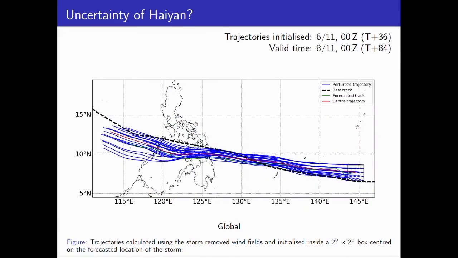So just to show that point more, to compare it to Haiyan's track line, we do exactly the same technique. I've just shown the global here, but convection permitting is exactly the same. We start our trajectories in the box, and there's very little separation, and they're all very predictable around the best track line.